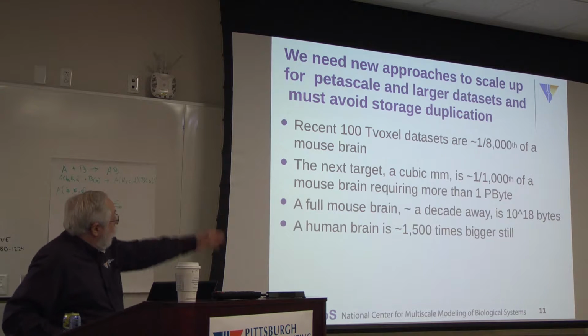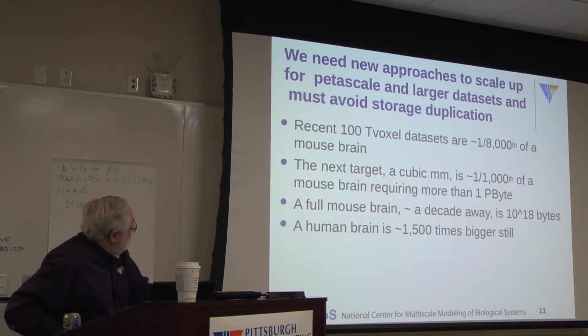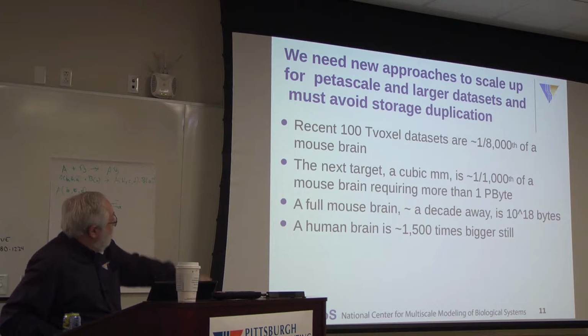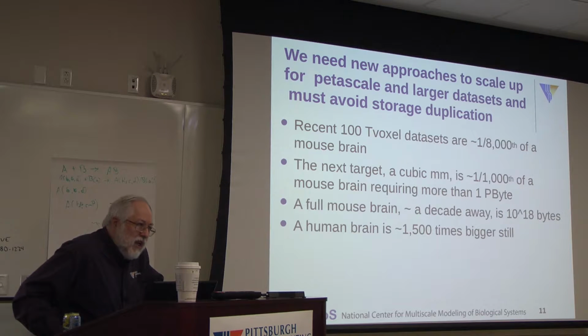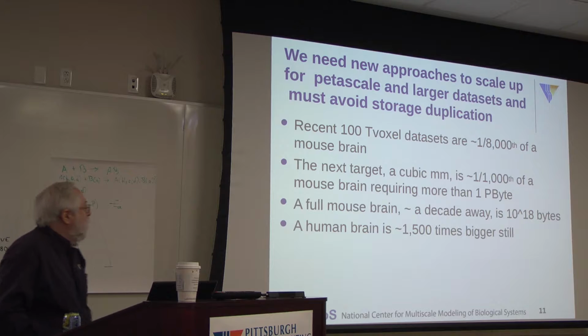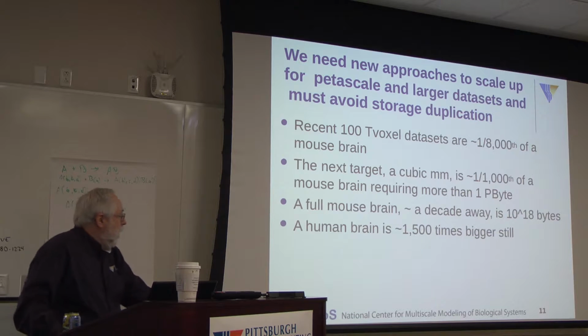And so looking forward here, which is the real gist of this, at the 100 teravoxel or so level, which we're at in the last year or so, this still only represents 1/8,000th of a mouse brain. So it's pretty small, literally grain of sand type of stuff. And the next big target, as people have been saying for roughly 5 years now, is to get a cubic millimeter, which would be more than a petabyte.